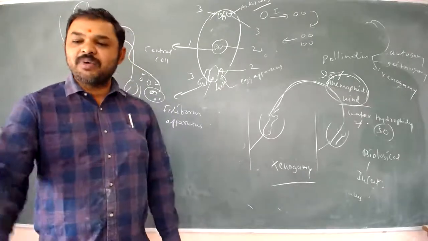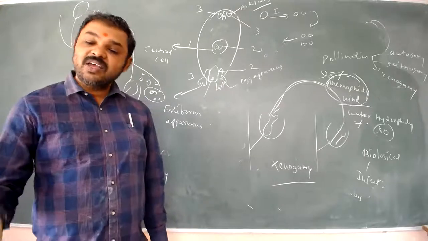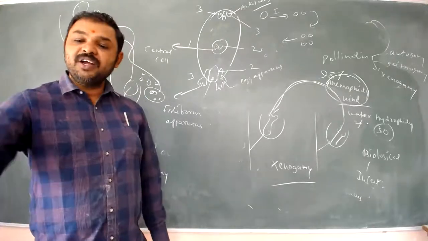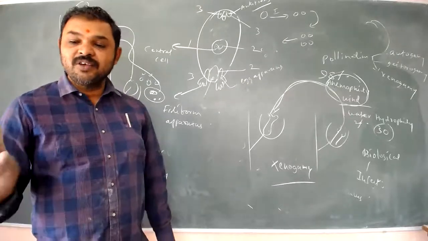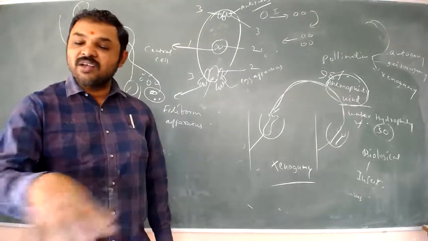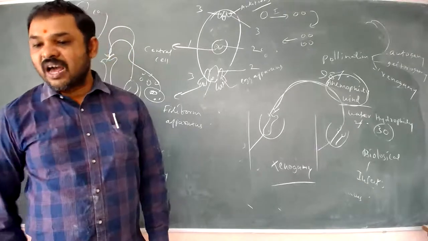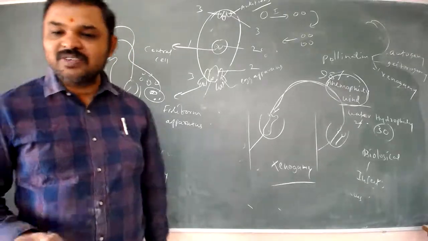Example of non-albuminous seeds: pea, beans. In some plants, even after the embryo is developed, the endosperm is retained. Those are called albuminous seeds. Examples of albuminous seeds: wheat, rice, maize, jowar. Normally, grass seeds are albuminous seeds.